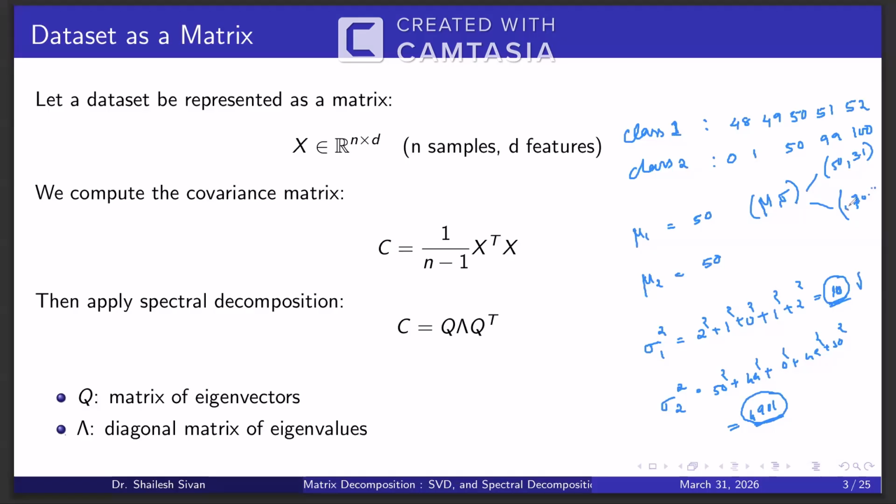So by observing this 50 and 3.1, and 50 and 70 point something, one can easily understand that even though the average of these observations is 50, the other observations are very near to 50 if the variance is 3.1, and the other observations are far away from 50 if the variance is 70 point something, right? Are you getting it?